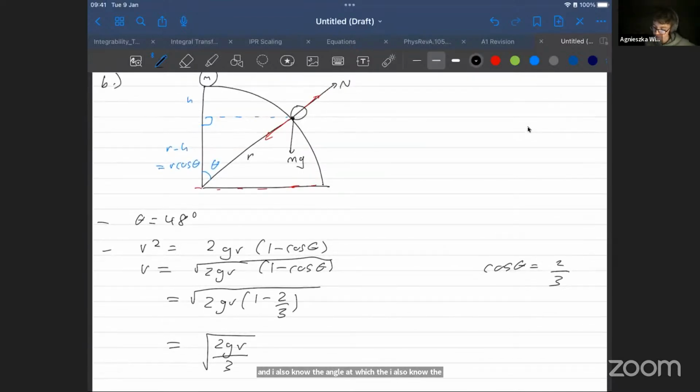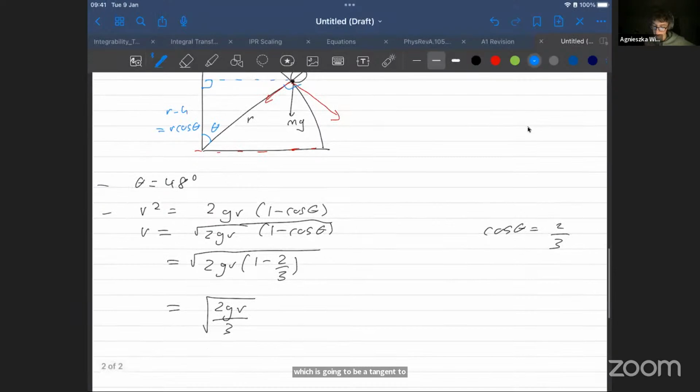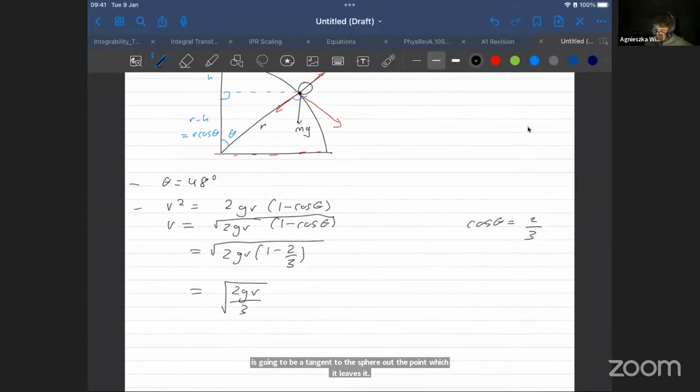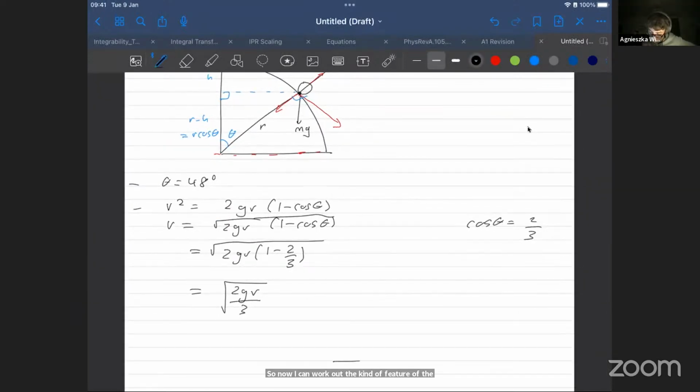I also need to work out the angle at which the velocity is directed. It's not just theta, I need to do a bit more work on that. You can see that the marble is going to travel along the hemisphere, which means that when it leaves the sphere, it's going to stop following the sphere. It's just going to start following its own velocity, which is going to be a tangent to the sphere at the point at which it leaves. So now I can work out the angle of the velocity if I just draw this diagram.